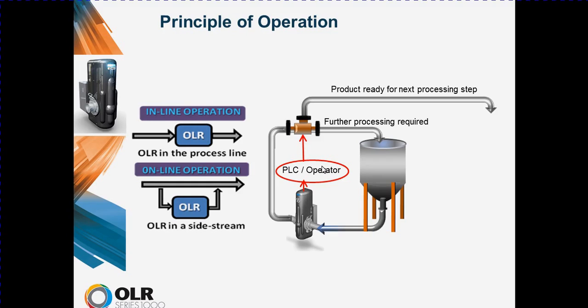The OLR acts as a go-between between the process and the operator, measuring the viscosity of the material as it's processed and informing the operator about the quality of the material in the process. The operator is then able to make a decision as to whether or not the material is ready for the next processing step or whether further processing is required.